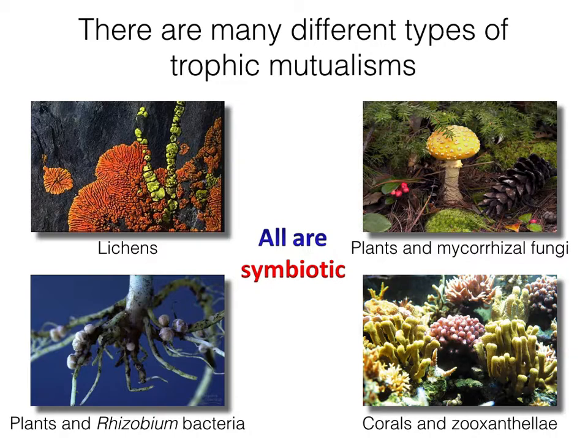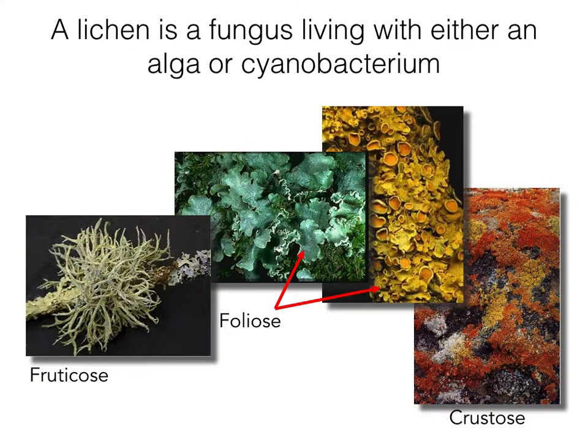So let's take a look at a few trophic mutualisms. First, lichens. The two partners in the relationship in this symbiotic mutualism are a fungus living with either an alga or a cyanobacterium. In this mutualism, the alga or the cyanobacterium partner is autotrophic. So they're photosynthetic. They can fix carbon, which provides a carbon source for both species in the partnership.